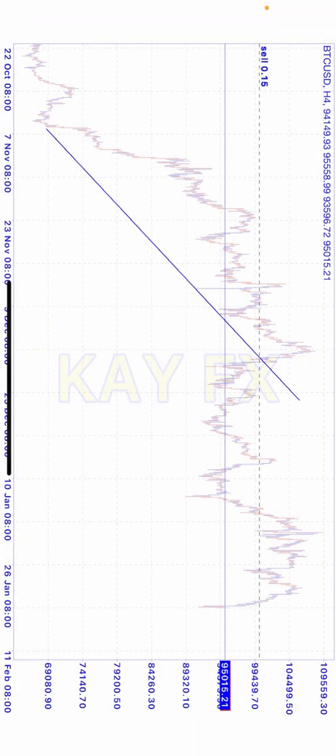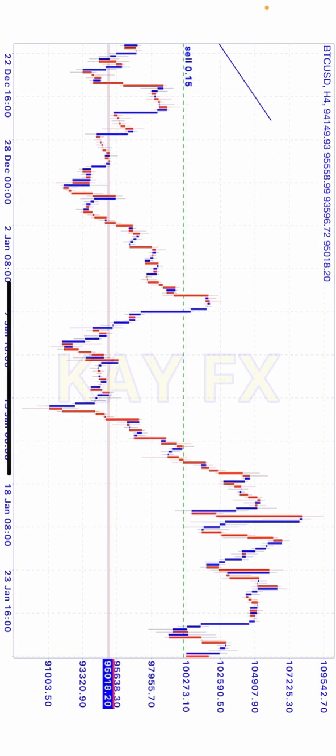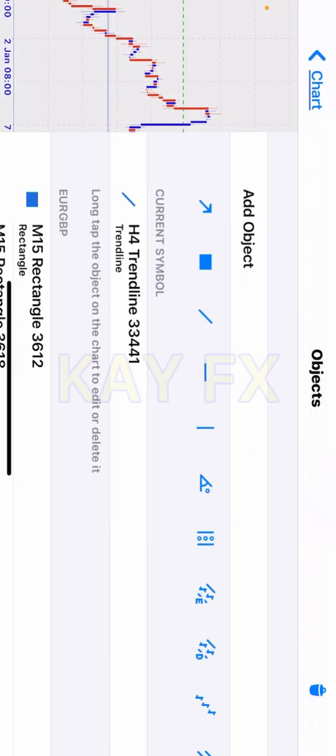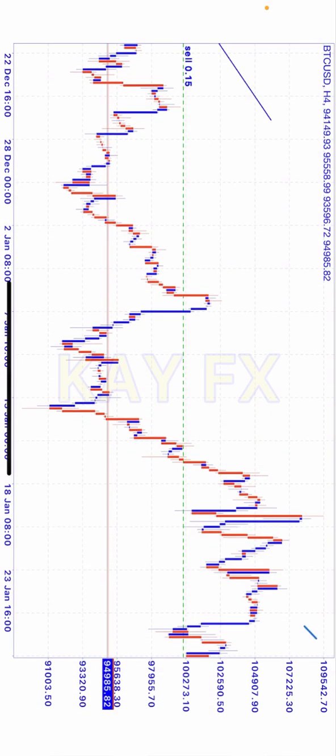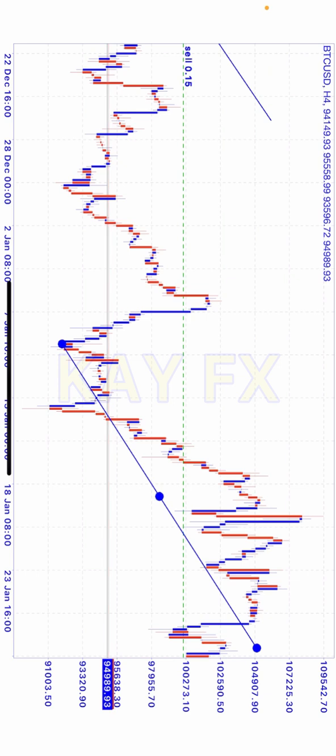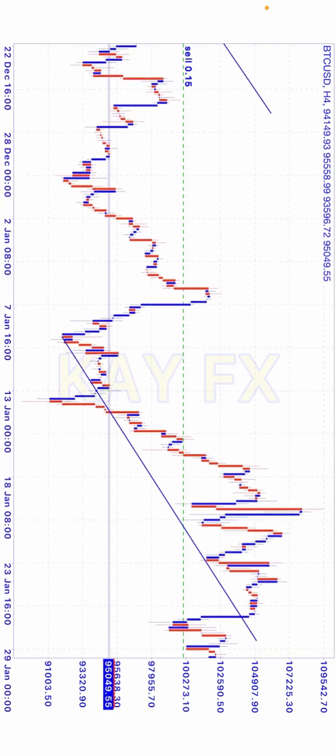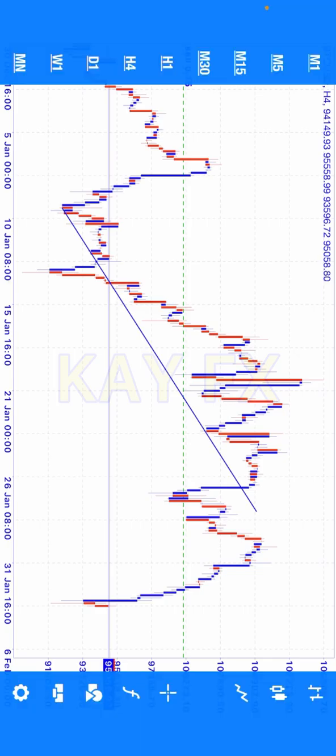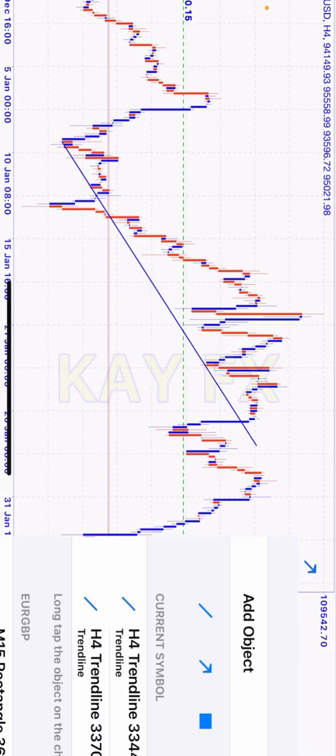So after doing that, you can clearly see that the market just created another strong uptrend. Now check what happened after this movement. Now we're going to talk about where I took an entry from and why.